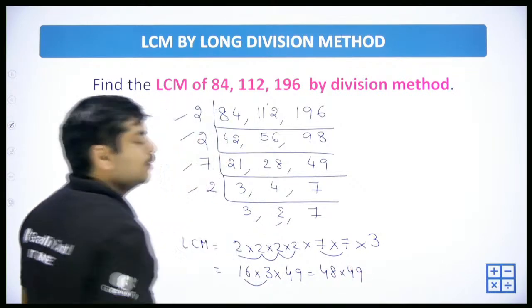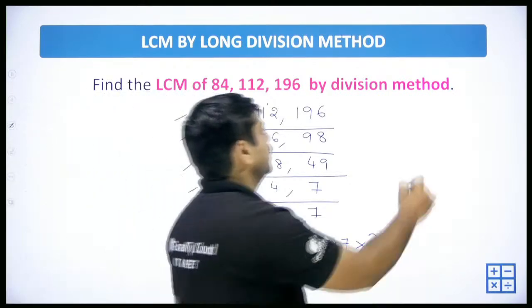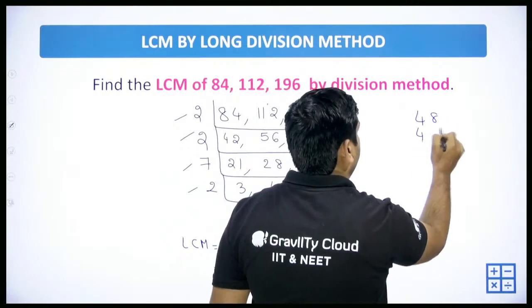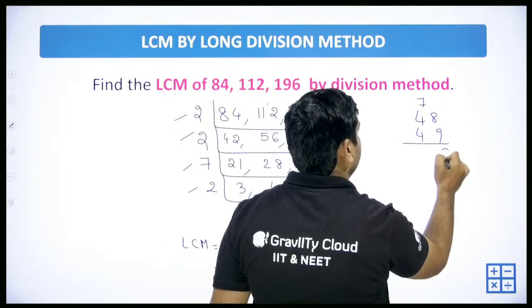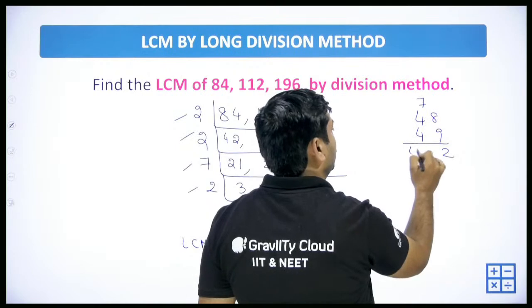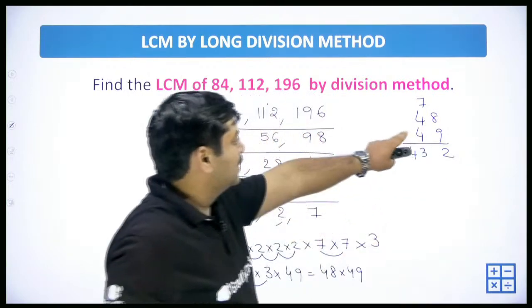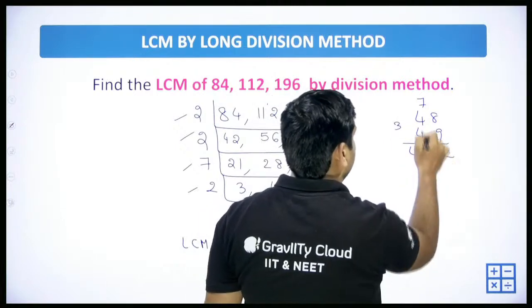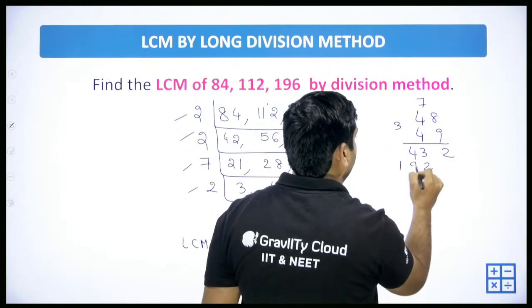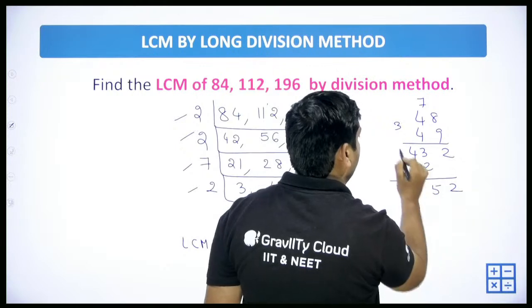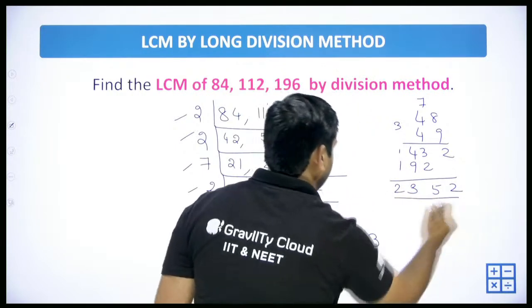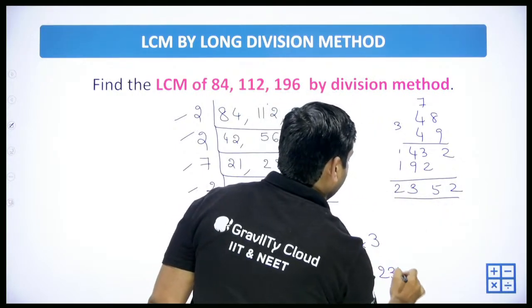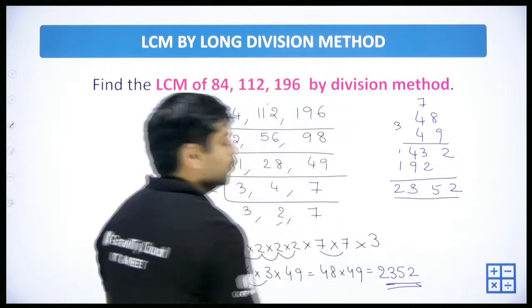So how to find this 48 into 49? Let's try to understand. 8 9s are 72, 9 4s are 36, 36 plus 7 is 43. 8 4s are 32, 4 4s 16, 17, 18, 19. So that becomes 2, 3, 5, 2.